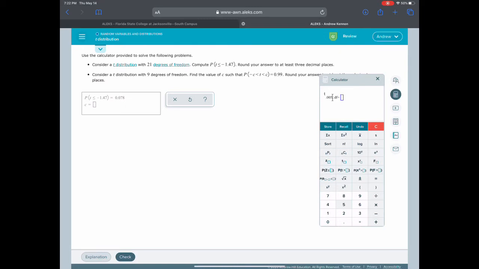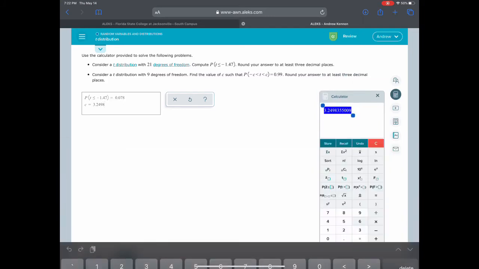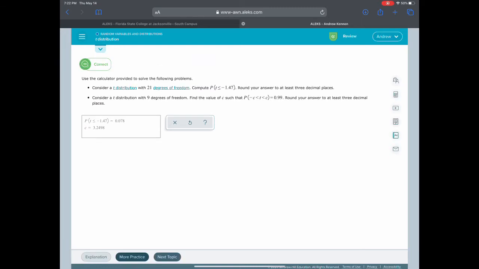And then our degrees of freedom, it says, is 9. So we just put the 9 there. So the t value that would give us 99% in the middle, 98, is this number. What's it say? It says round to at least 3 decimal places, so we can just leave it since it says at least. Let's check that and correct.